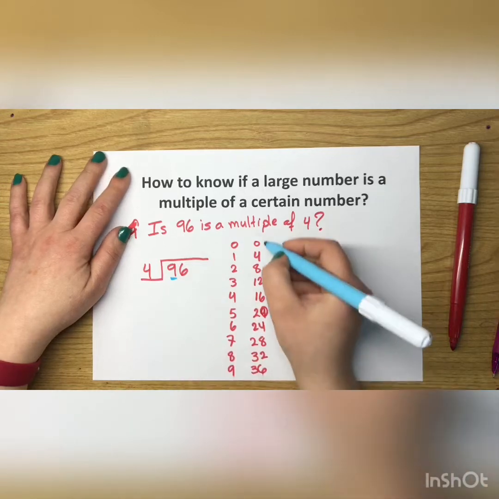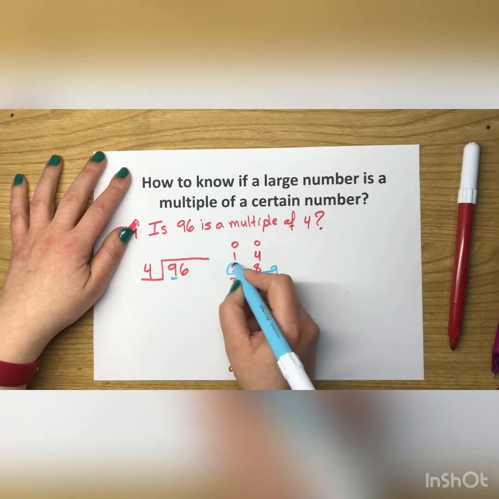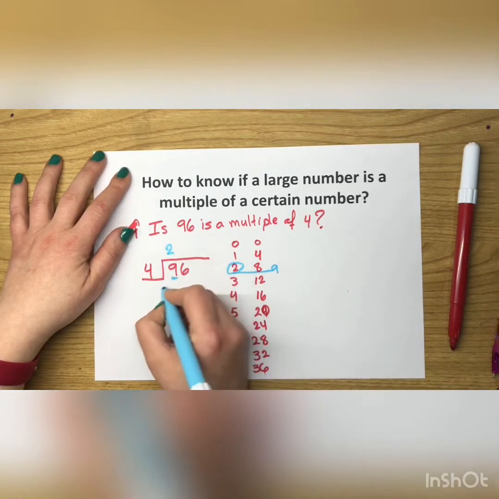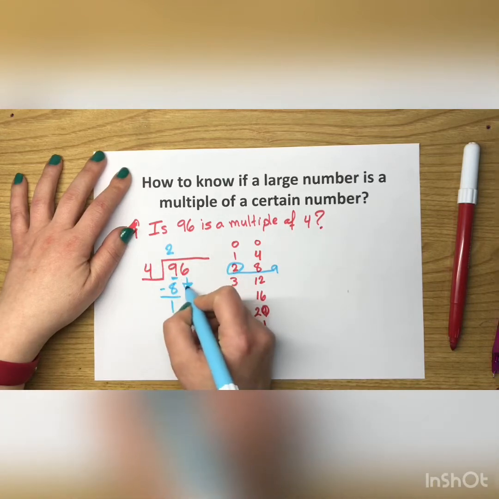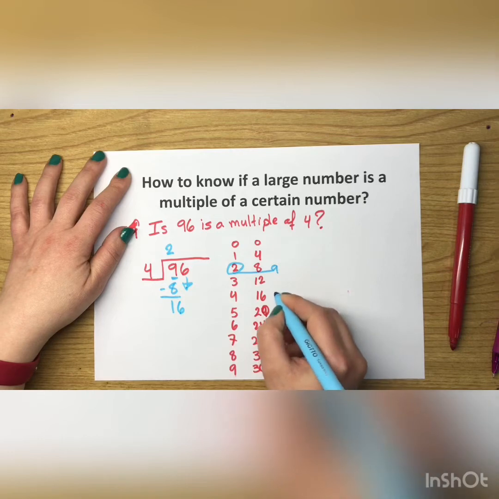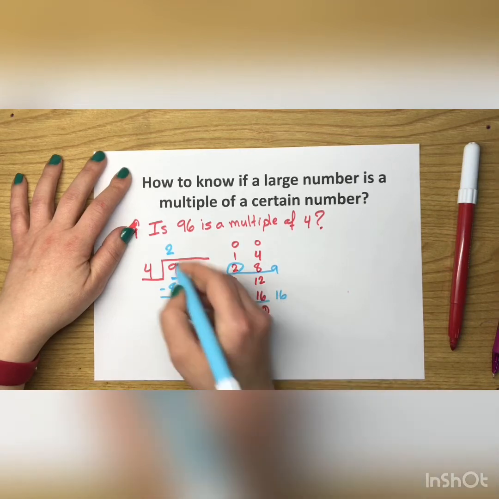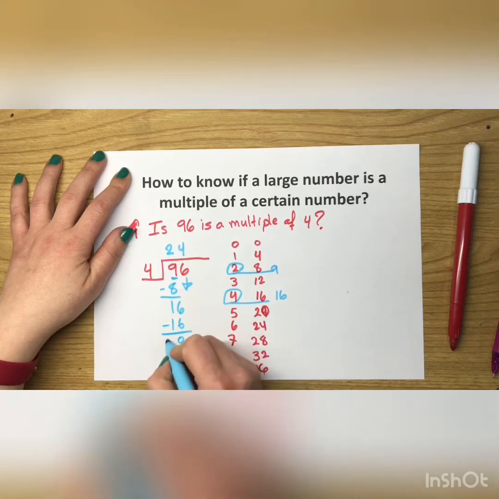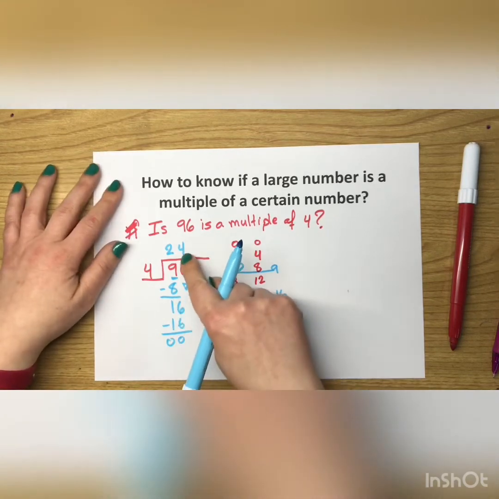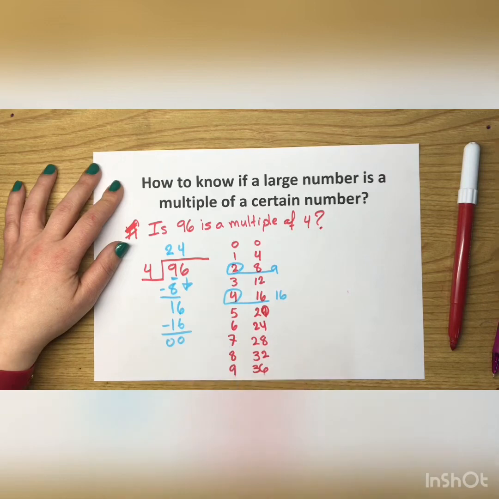Okay, let's do the drill. 9. Where's the 9? Here's 9. Circle 2. 2 times 4 equals 8. Take away, equals 1. Bring down the 6. 16 is here. 4 times 4 equals 16. Take away. The answer, the quotient, is 24 and the remainder is 0.